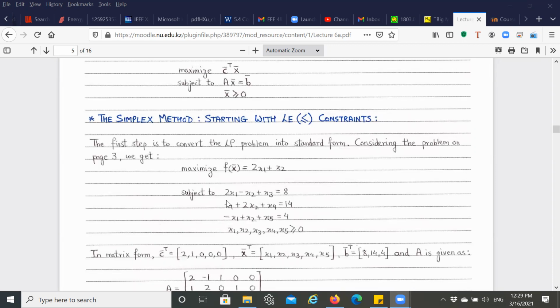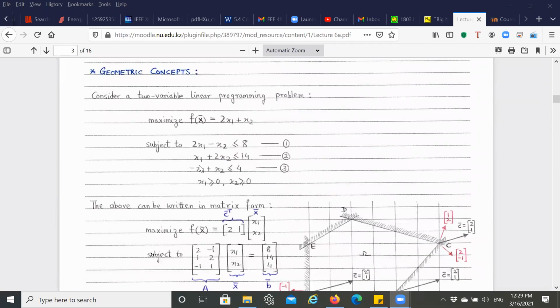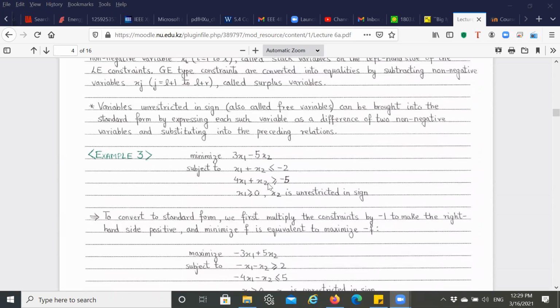Now we'll look at the simplex method, and we assume that in our simplex method we have only constraints of the form less than or equal to. We do not have equality, we do not have greater than or equal to. On page 3, if you look at these 3 constraints, everything is less than or equal to. So what you have to do is just add the slack variables, plus s1, plus s2, plus s3, in each of those constraints.